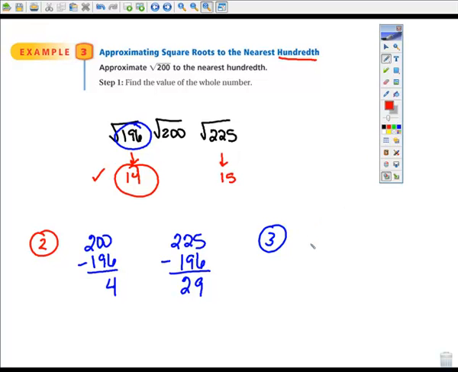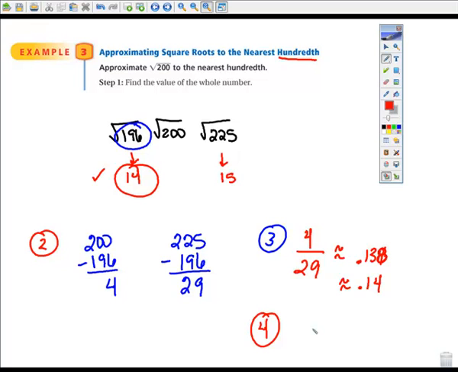Step 3, I'm going to figure out the decimal portion here. So I'm looking at the quotient of the differences. 4 divided by 29 is approximately 0.134, but then I'll round that to 0.1. I don't know where I got 0.134. Looking again, it should be 0.138, sorry. So make that a 4 and an 8. So I round that to 0.14.